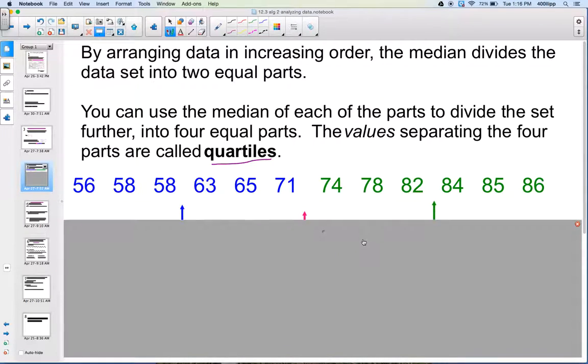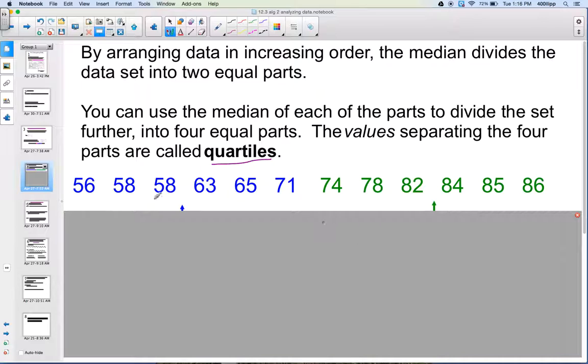All right, so here's what we have. Here's our data set. It's already from least to greatest. If we count them up here, we have 2, 4, 6, 8, 10, and 12 numbers. So to find the median of this entire set, we're going to have to find the average, or the middle, of 71 and 74. So we'll add them and divide by 2, and that will give us a total of 72.5. That will be the median.